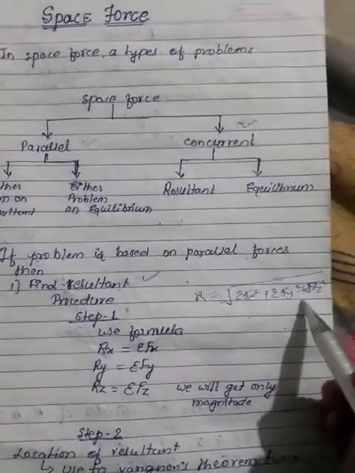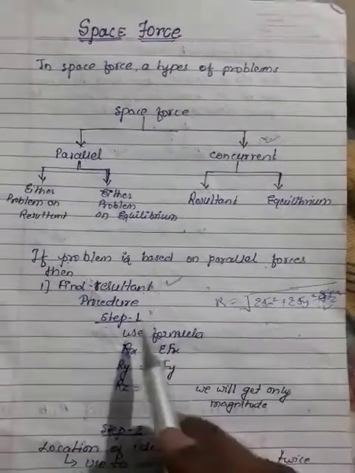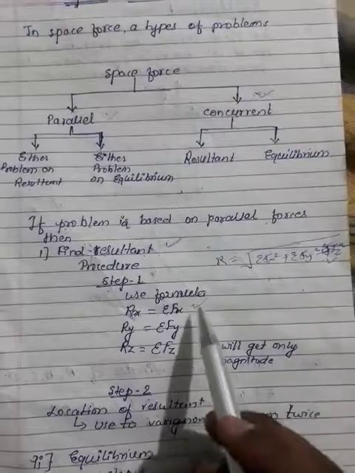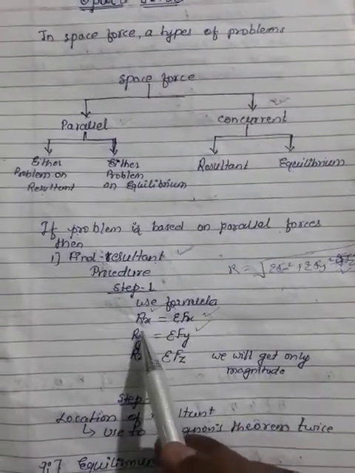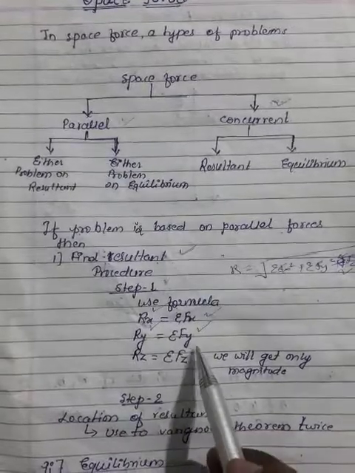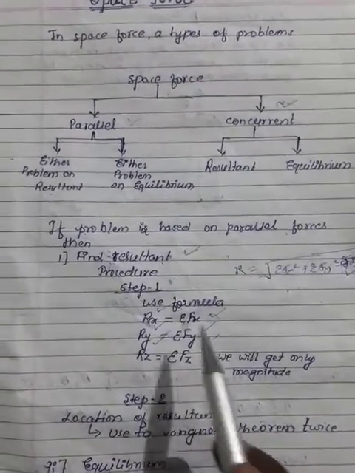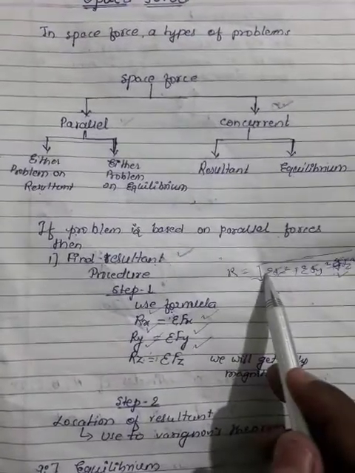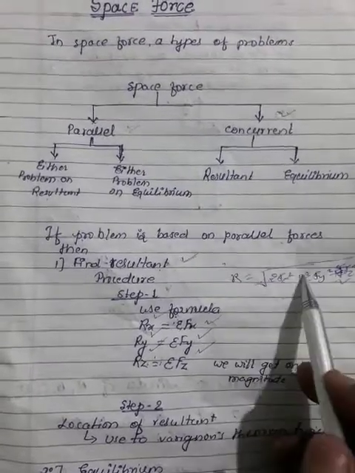So here is the additional term, summation Fz. For that I am taking the summation in x direction, calculating the x component of the resultant, summation in y direction, calculating the y component of the resultant, and summation in z direction, calculating the z component of the resultant. After calculating these three values, I put them in this equation so that I can easily get the resultant value.